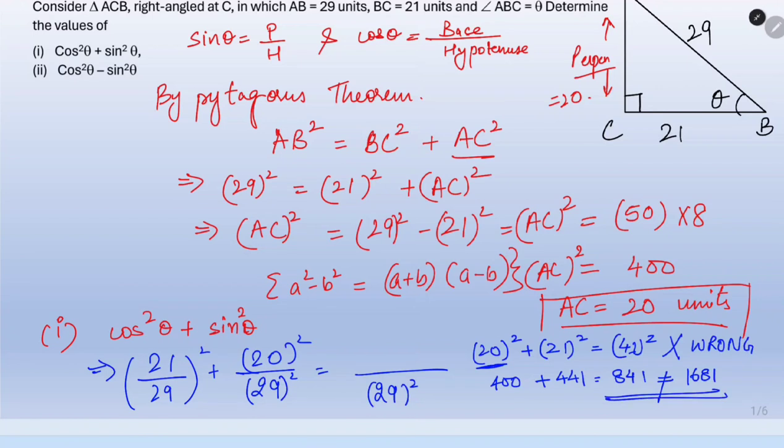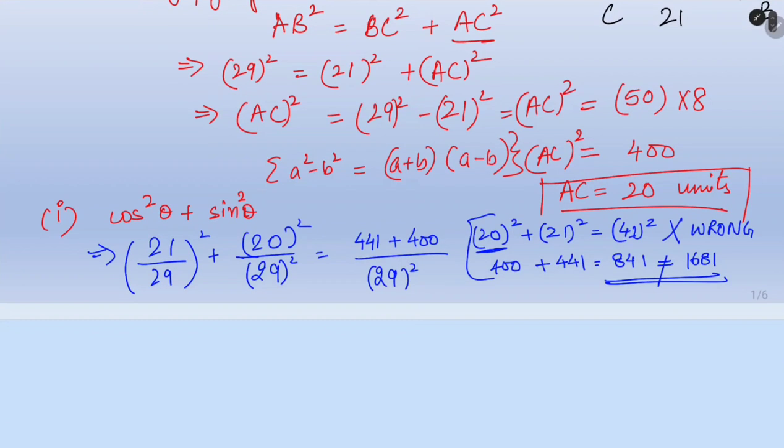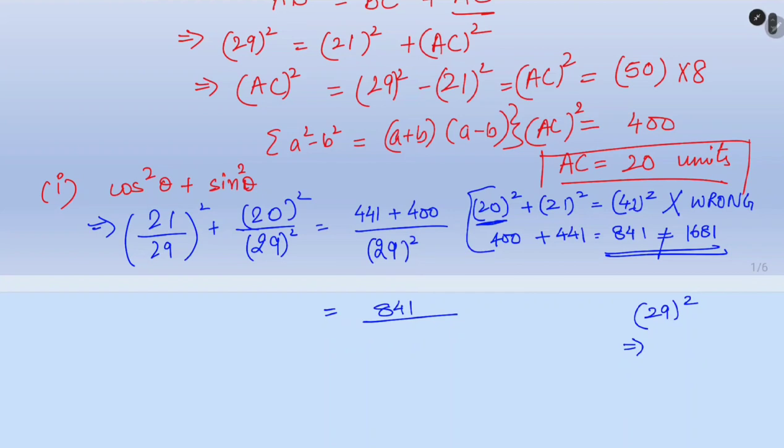So we will get 441 plus 400, so it will be 841. What is the square of 29? You have to be very quick. If you remember the squares, then the calculation will become very easy. So 29 square is 841.